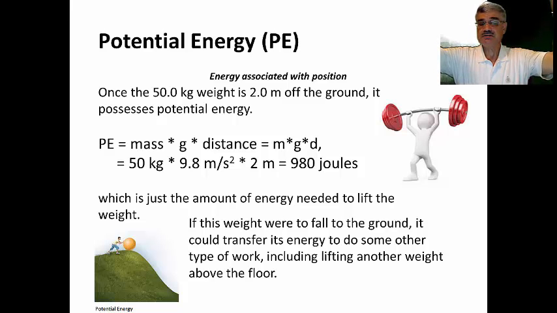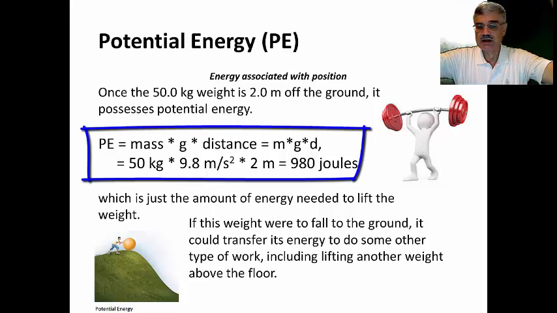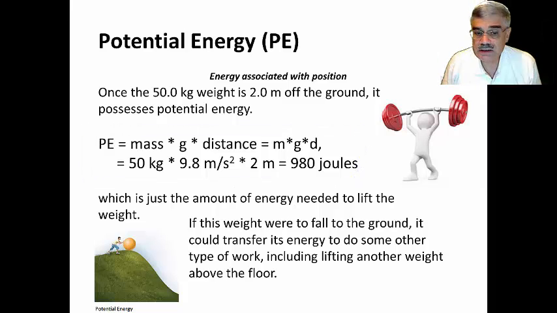How much potential energy? Well, just that mass times the gravitational constant times the distance, mgd. The positional potential energy is just equal to the amount of energy required to lift that weight 2 meters above the ground. 50 kilograms times g, the gravitational constant, 9.8 meters per second squared, times 2 meters, 980 joules, or almost 1 kilojoule.